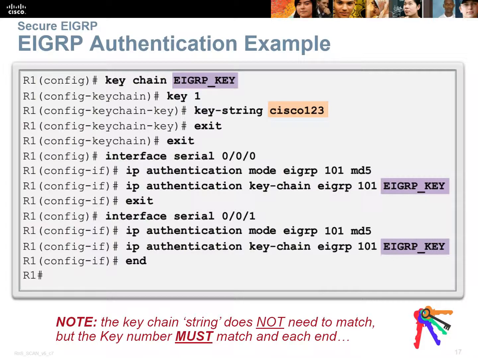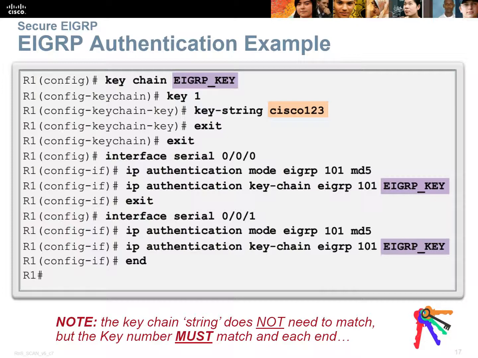So, first of all, the thing you have to do is set up a key chain. EIGRP_key is the name of the key chain. Key 1 is going to have a key string, Cisco123. Now, in the interfaces, we're going to send the EIGRP key chain as a value. Now, this is a bit interesting. The key chain names, or the names of the chain, do not have to match at each end.